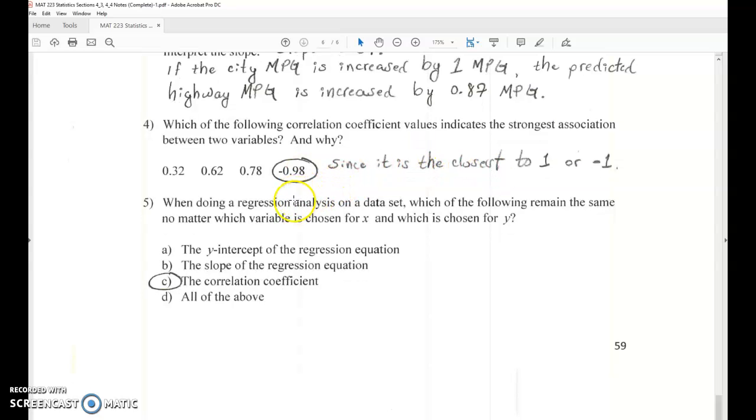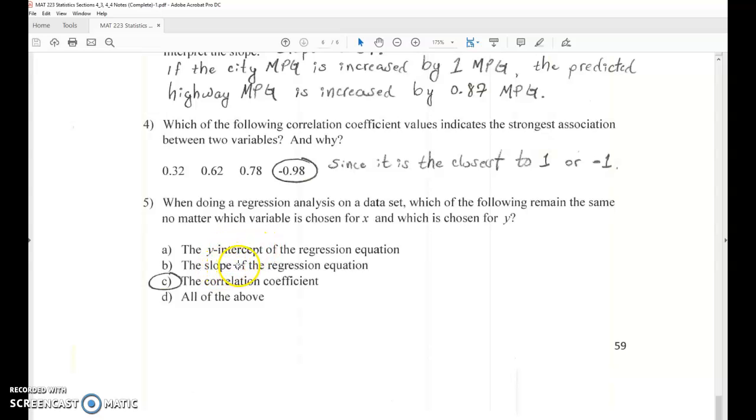And when doing a regression analysis on a data set, which of the following remain the same no matter which variable is chosen for X and which is chosen for Y? Well, the y-intercept of the regression equation definitely changes because the regression line equation changes if you switch X and Y. Remember, I talked about it quickly being the inverse function, right? But don't worry about that. We don't need to know how to do that. We just let StatCrunch find the equation. But if you change X and Y, then certainly it's going to change the y-intercept.